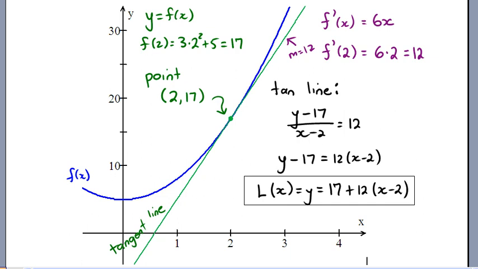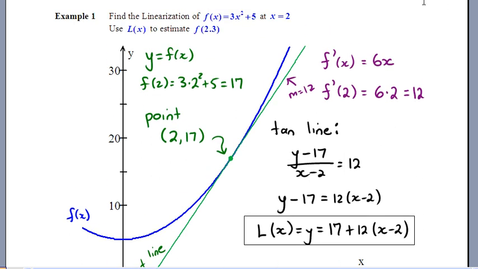And there was a request up here. It says, oh, can you use this linearization, this tangent line that you found, to give yourself an estimate for the y value when x happens to be this rather inconvenient 2.3? I'm not excited about trying to put 2.3 into this function. That's not the easiest thing to do. Putting in simply a 2 was actually pretty easy. Didn't even need a calculator. Putting in 2.3 could be a little bit awkward.